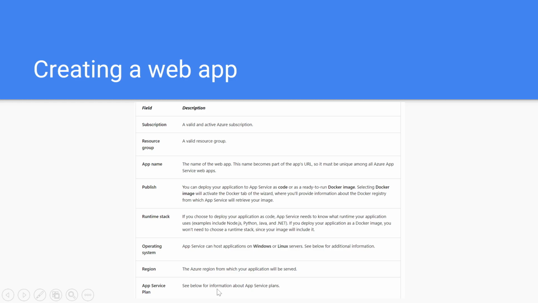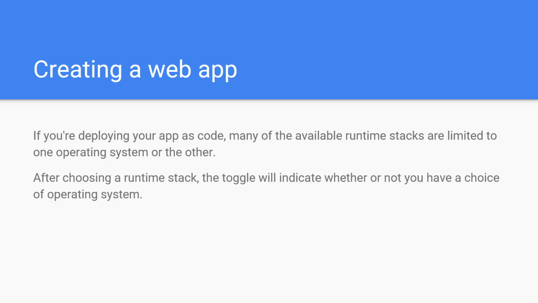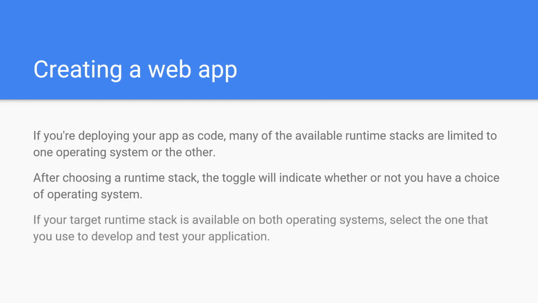Again, all of that will be discussed in detail in the next lecture, in the hands-on. For now, just follow me. If you are deploying your app as code, many of the available runtime stacks are limited to one operating system or the other. After choosing a runtime stack, the toggle will indicate whether or not you have a choice of operating system. If your target runtime stack is available on both operating systems, select the one that you use to develop and test your application.